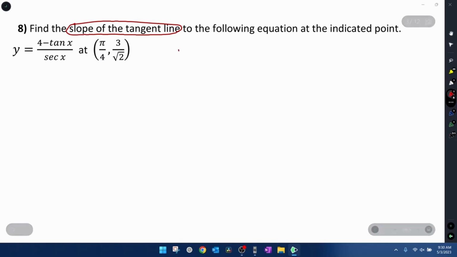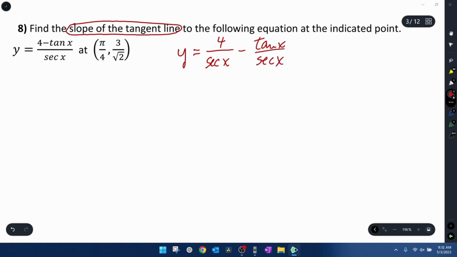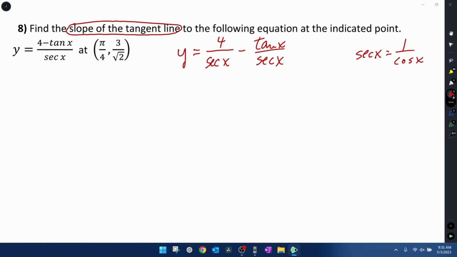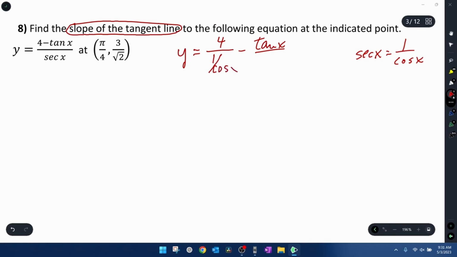So what I'm going to do is see if I can manipulate this equation into something a little easier to take the derivative of. First of all, notice the denominator is a monomial. It's one term. And so I'm going to separate this into separate fractions: 4 over secant x minus tangent x over secant x. And then I'm going to remember that secant x is 1 over cosine x.